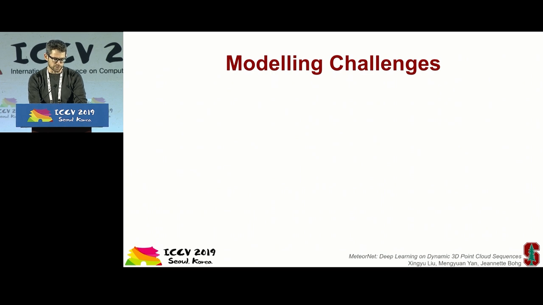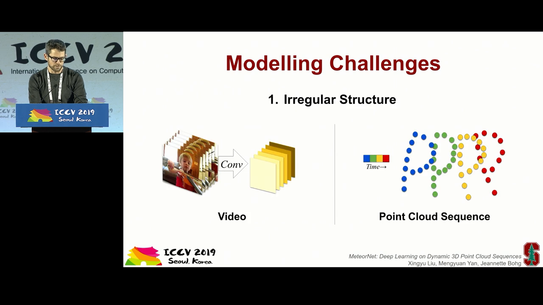There are several challenges for processing 3D point cloud sequences. First, unlike video or image sequences, which have a regular array structure, a point cloud sequence has an irregular structure.